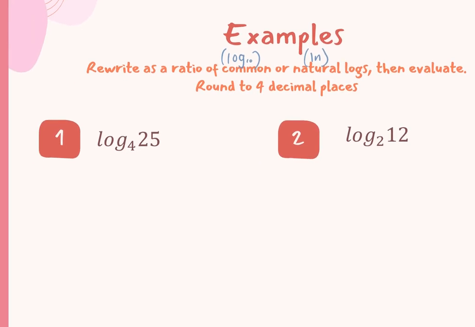So if it's log base 4 of 25, which number goes in the top? 25. So this would be log of 25 over log of 4. That would be my ratio of common logs. Or it'd be ln 25 over ln 4. Both of these will give you the same answer in your calculator, if you do it right.